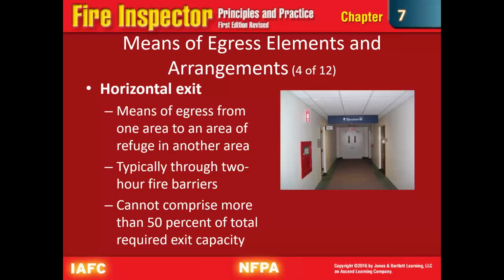All right, so we have a horizontal exit, and that's the means of egress from one area to an area of refuge into another area, typically through 2-hour fire barriers. That's going to be based on the hardware, the door assembly itself, and could even extend to the sheetrock in the hallway, built to have that level of fire resistance. It cannot comprise more than 50% of the total required exit capacity.